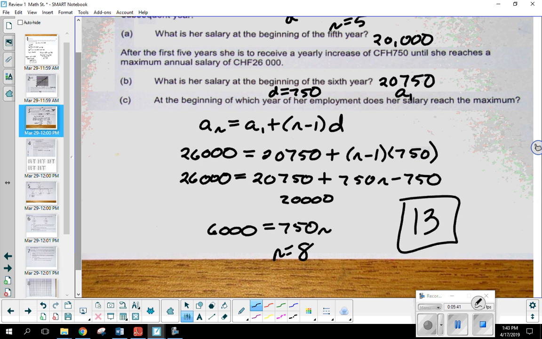Because remember, this problem was made up of 2 different sequences. The first 5 years, she was increasing by 500 francs per year, and then when she gets to the 6th year, it starts increasing by 750 per year. So we're really close. We had 12 and 14, I think you said?